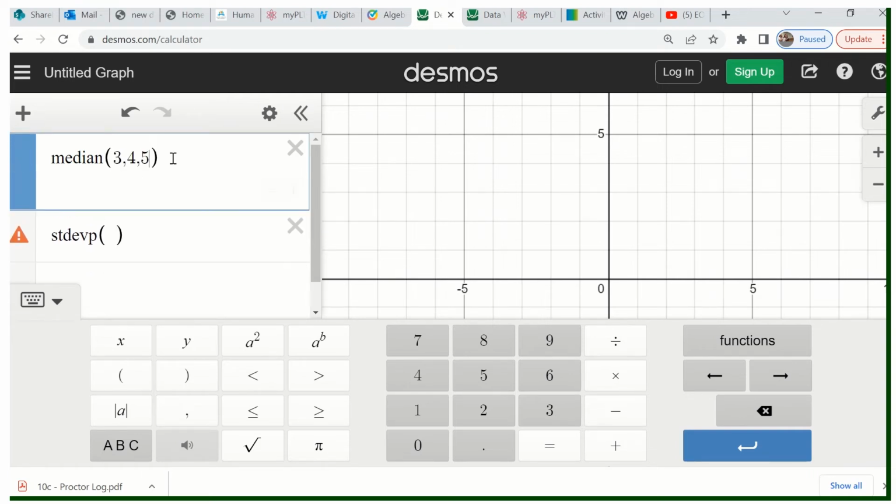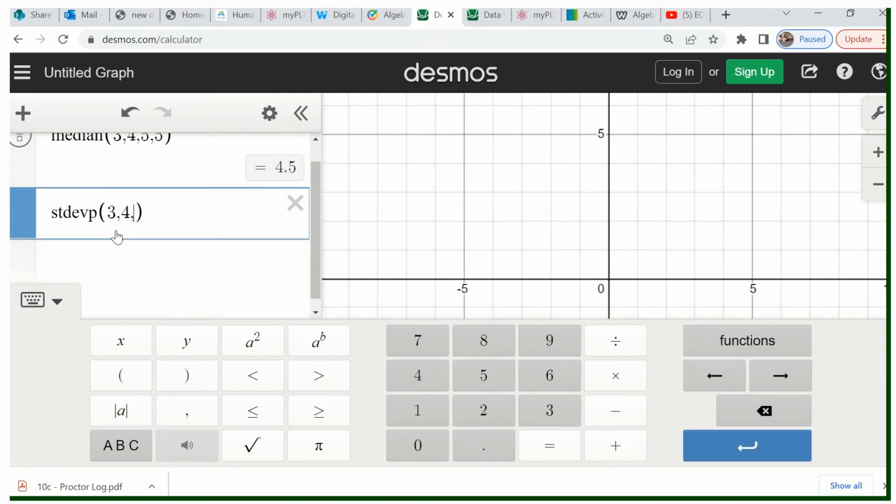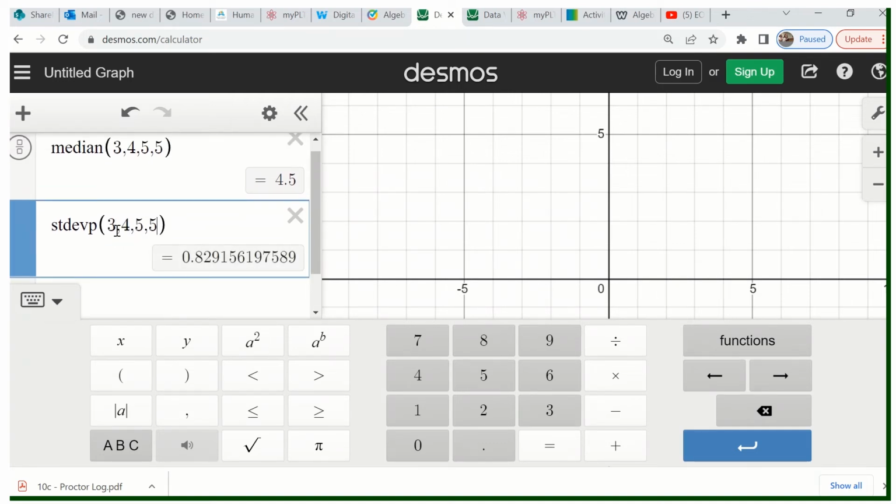So median is 4.5, and okay, there's your standard deviation for the population.